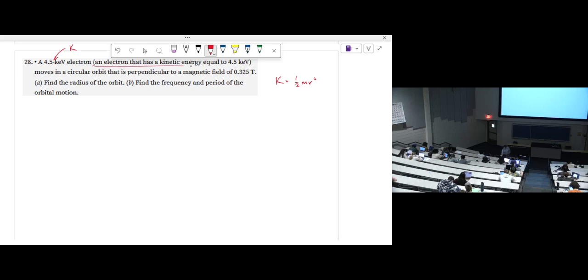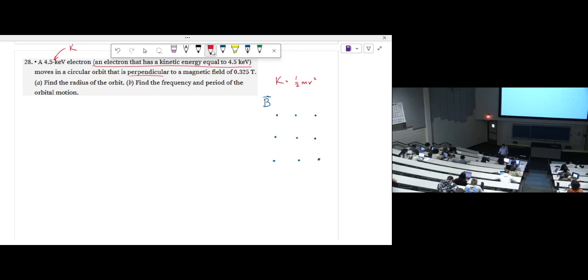I guess it said that right there. Sorry, I didn't finish reading the question. Moves in a circular orbit that is perpendicular to a magnetic field of 0.325 Tesla. Find the radius of the orbit and the frequency and period of the orbital motion. These go right into, since it's already perpendicular, we don't have to draw this out, but I'm going to draw this out as B being out of the screen here. So B is going to look something like this, a uniform magnetic field coming out of the screen.